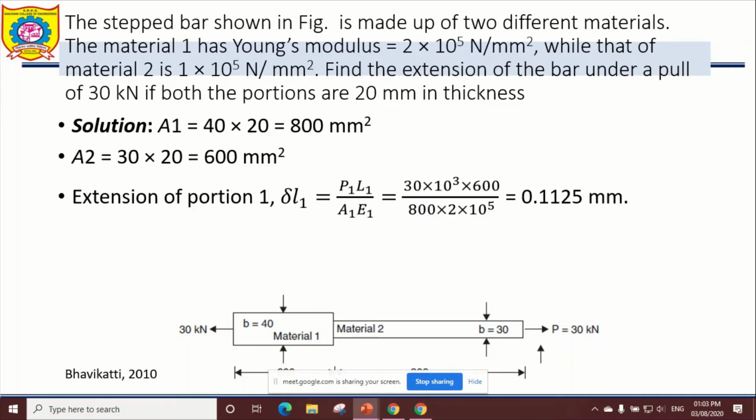Then we can directly use the formula for extension or change in length of part number 1. Delta L1 will be equal to P1 L1 upon A1 E1. So we'll write down here the P1 load equal to 30 kilonewton. We'll convert the load into Newton, 30 into 1000 or 10 raised to 3. This is the load value, 30 into 10 raised to 3.